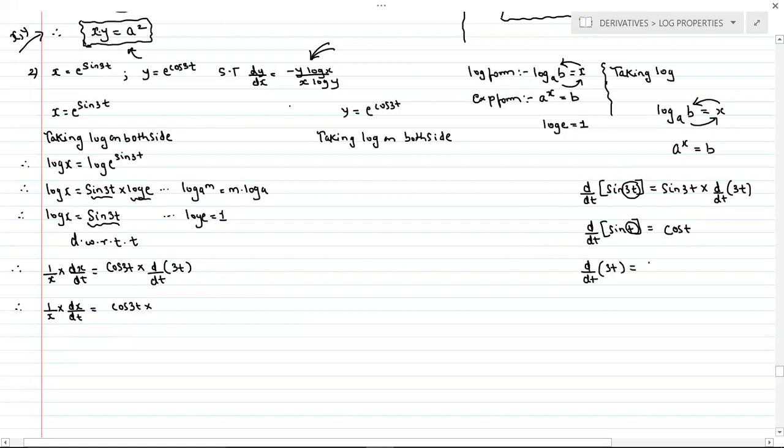Clearly we can see that 3 is constant. As we know, whenever there is a constant attached to any function, keep the constant as it is and simply find the derivative of the neighboring term. So here, derivative of t will be what? 1. So derivative of 3t will be 3.